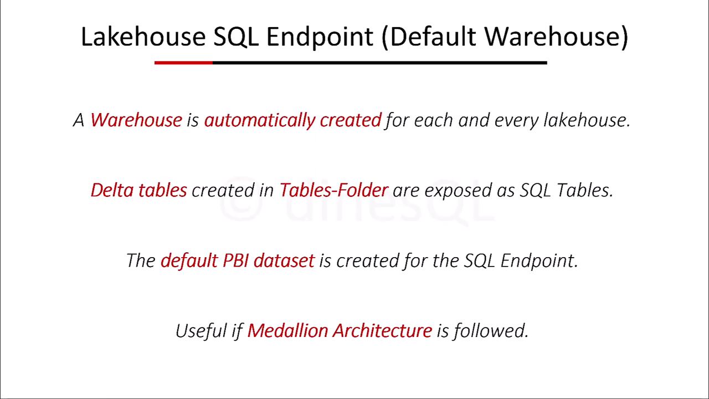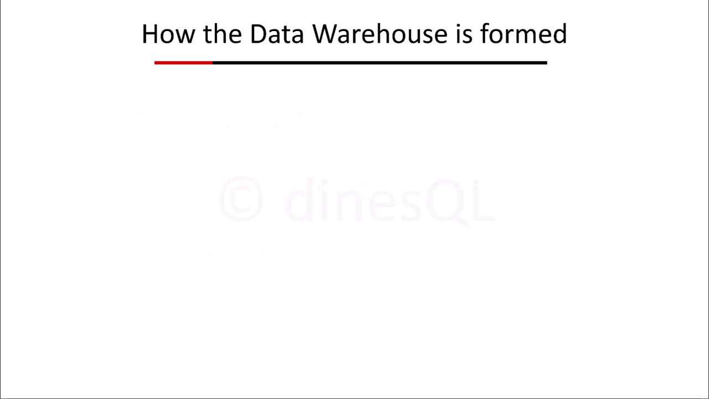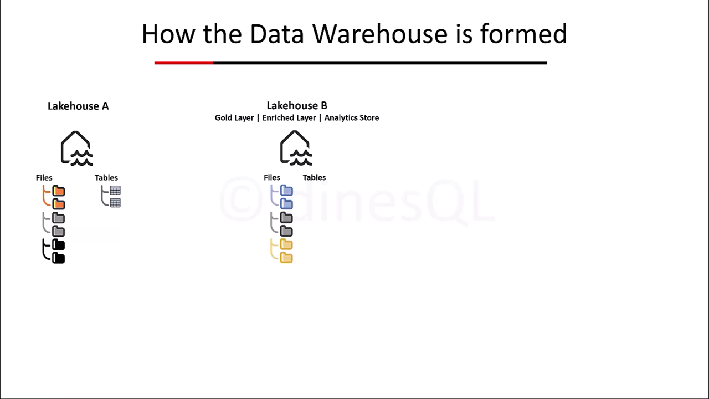Let me take you through an illustration that shows how these tables are formed. Let's say we have a lakehouse. The name of the lakehouse is Lakehouse A, and we have another lakehouse which is Lakehouse B. As you see, Lakehouse A has a set of files, subfolders, folders, and it has tables as well. But let's focus on Lakehouse B. Lakehouse B has a set of files, folders, or subfolders, and it has no tables. But we know that whenever we create a lakehouse, Microsoft Fabric creates a warehouse for you. So this is the warehouse for Lakehouse B. I have named it Data Warehouse B or Warehouse B.